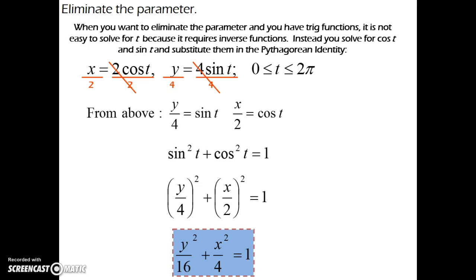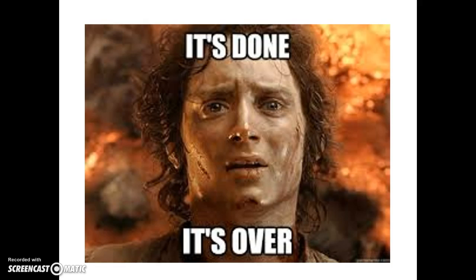So eliminating the parameter, not only when we can go directly to a rectangular formula with that two-step process of solving one and putting it in terms of one variable and substituting into the other, that's one technique we can use. But if trig functions show up, we need to recognize and remember that we can use the Pythagorean identity and still change a parametric set of equations into an equivalent rectangular form.